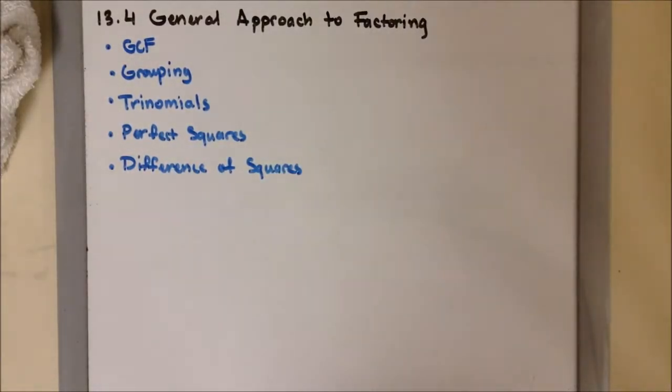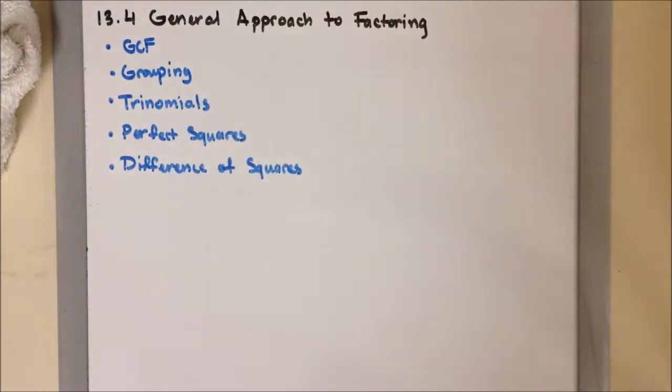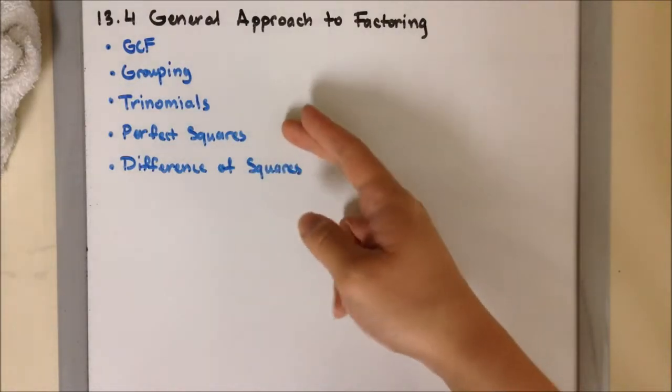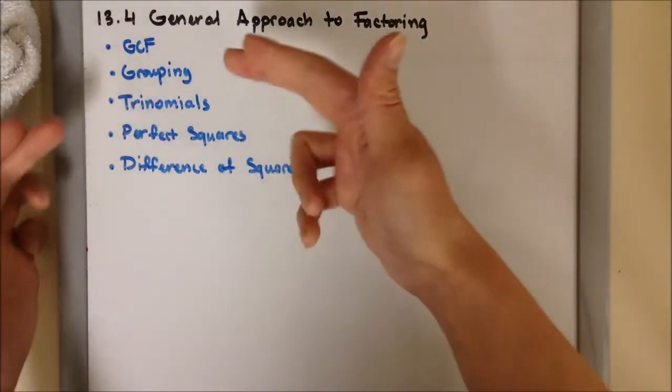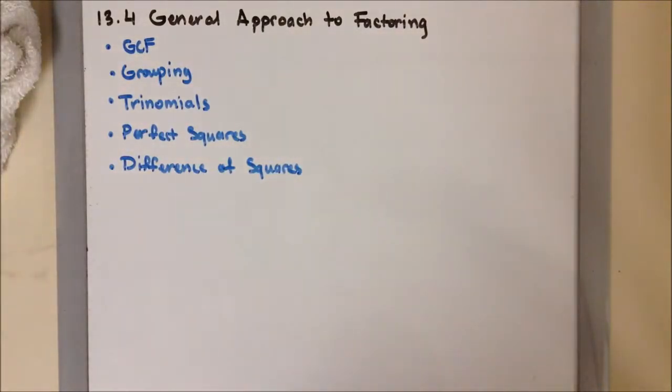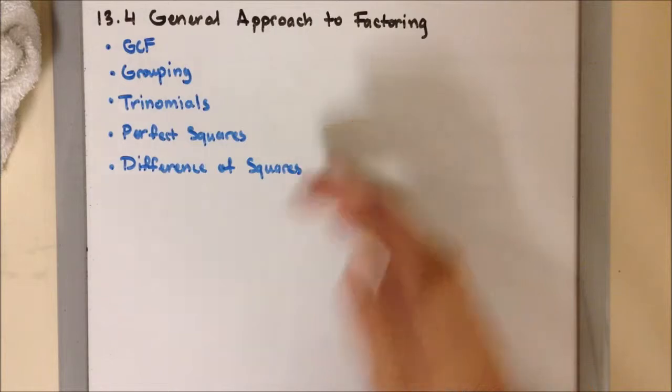Welcome to section 13.4, General Approach to Factoring. What I mean by general approach to factoring is incorporating all the techniques that we covered for factoring, such as GCF, grouping, the technique for factoring trinomials, and recently the method for factoring perfect squares and difference of squares. By general approach, it means a combination of these techniques that you would use all together when factoring a problem. So you should be familiar with all techniques covered within this section.